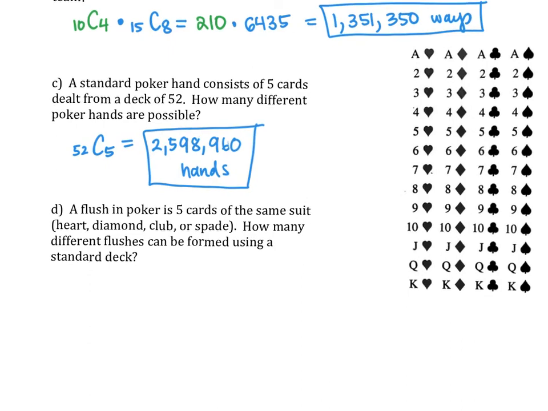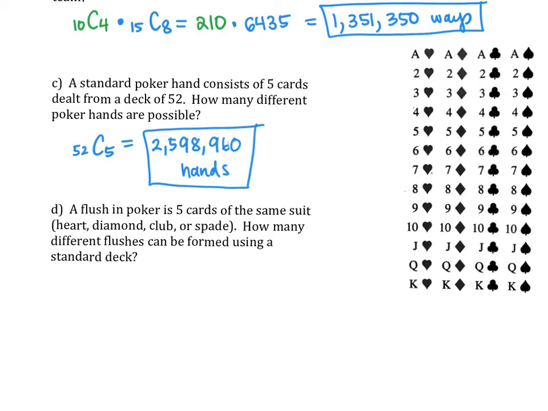Now let's consider a particular hand. A flush in poker is 5 cards of the same suit. Suits are the little pictures, so hearts, diamonds, clubs, or spades. How many different flushes can be formed using a standard deck?